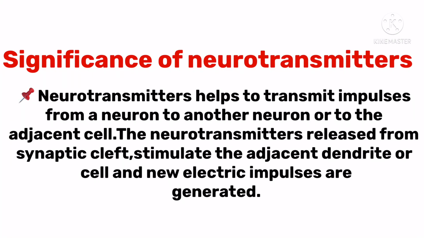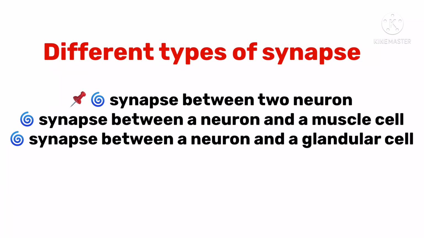Significance of neurotransmitters. Neurotransmitters help to transmit impulses from a neuron to another or to the adjacent cell. The neurotransmitters released into the synaptic cleft stimulate the adjacent dendritic cell and new electric impulses are generated. Different types of synapse: synapse between two neurons, synapse between a neuron and a muscle cell, synapse between a neuron and a glandular cell.